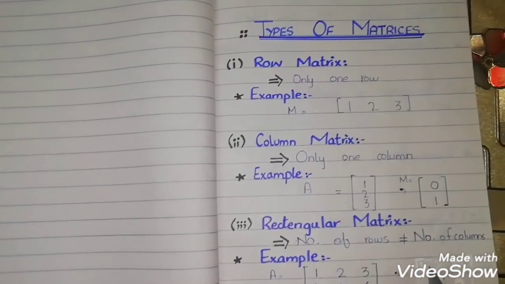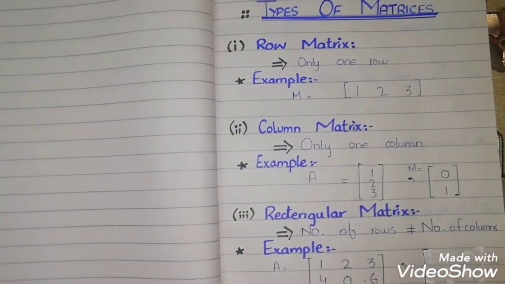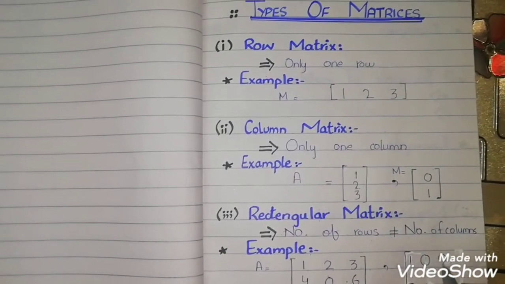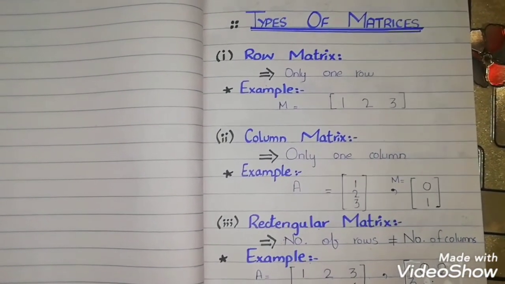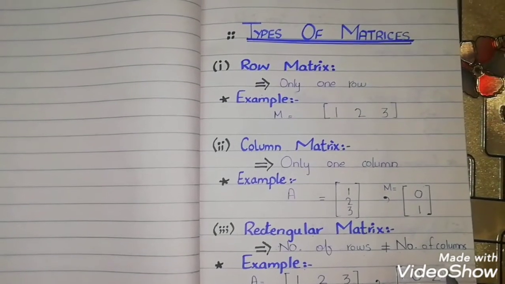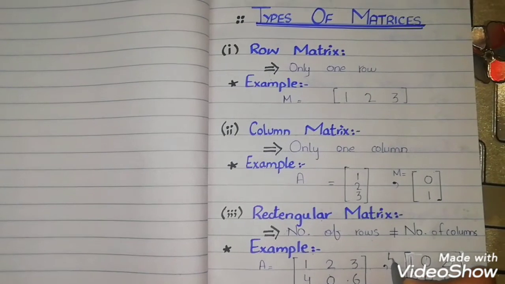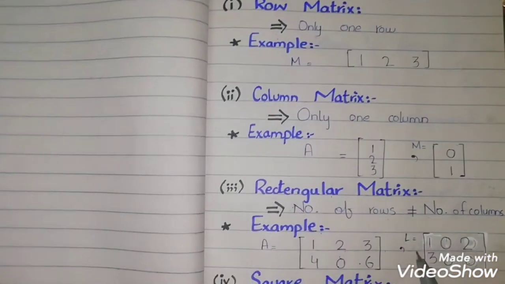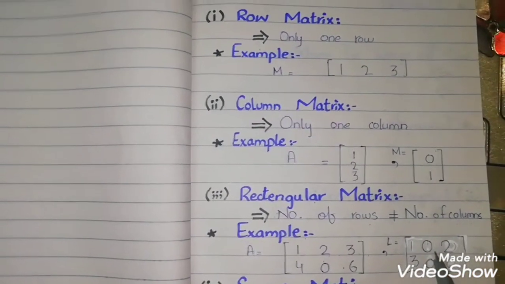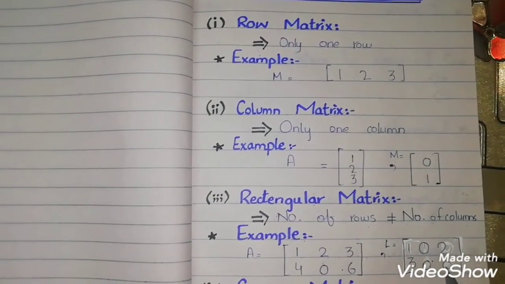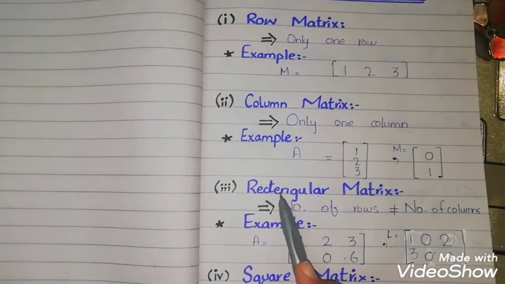Let me write another example. Matrix L is equal to [1, 0, 2; 3, 0, 0]. This is also an example of rectangular matrix.